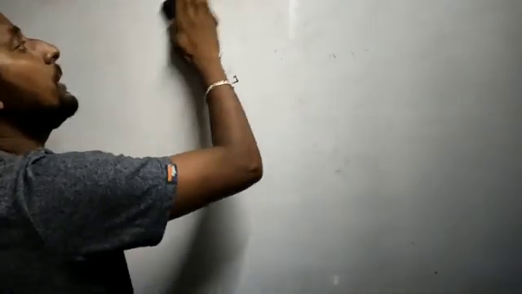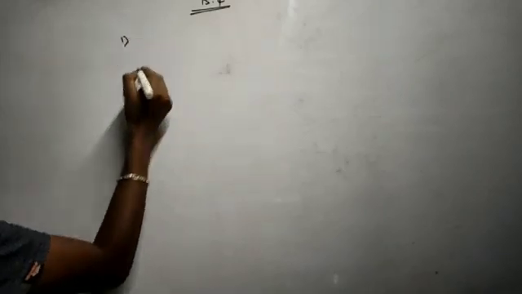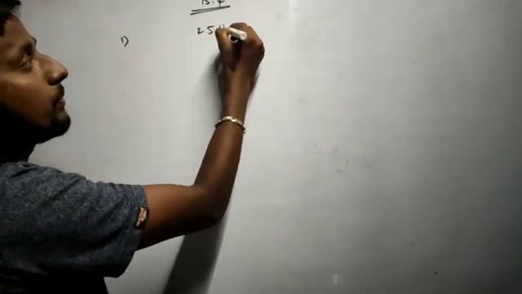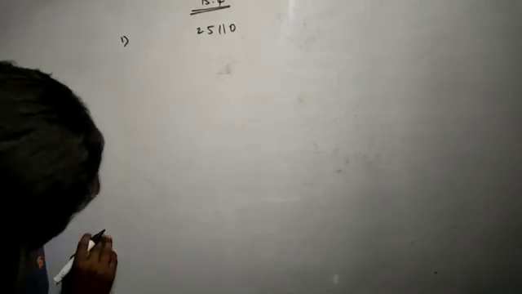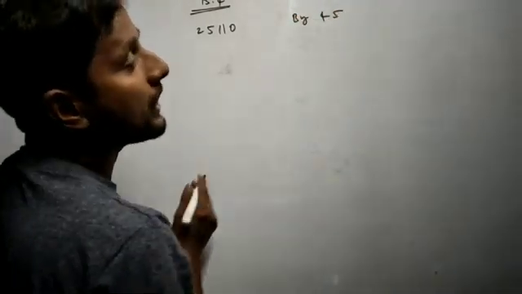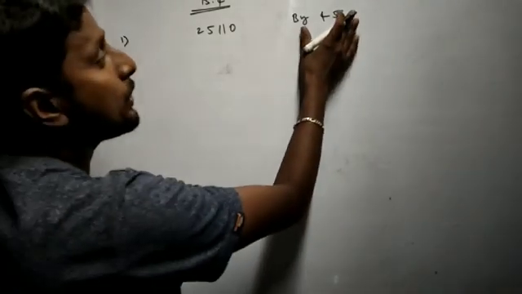We'll go with the 15.4, beta. Yeah, 15.4. Given number is 25110. 25110. It is divisible by 45. Check whether it is divisible by 45 or not. Okay.